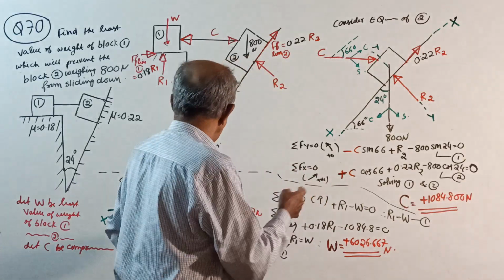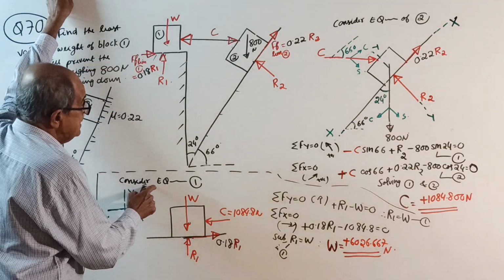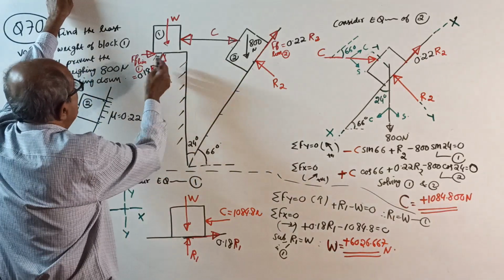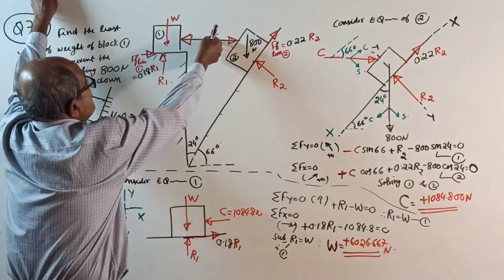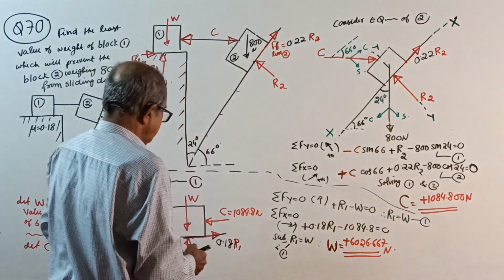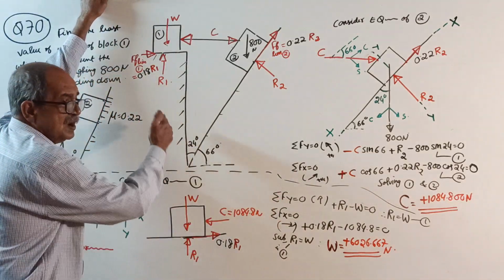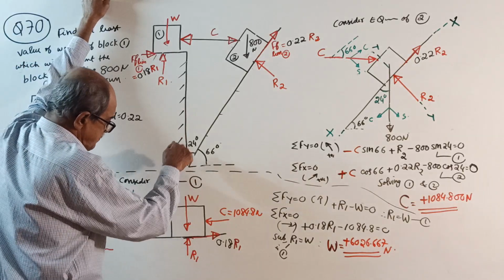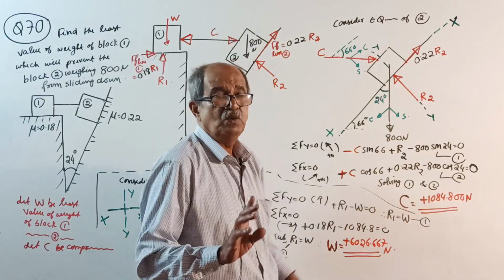Okay. Once that is over, come here. Next, consider equilibrium of block 1. W, R1, friction on the right side 0.18 R1, and compression force C, which by this time you know. Now this is your X, this is Y, usual horizontal and vertical. Sigma Fy equals 0: plus R1 minus W equals 0, so R1 equals W, equation 1.